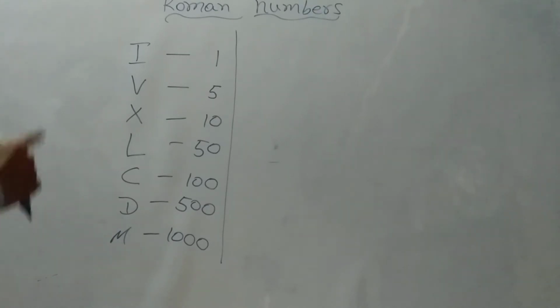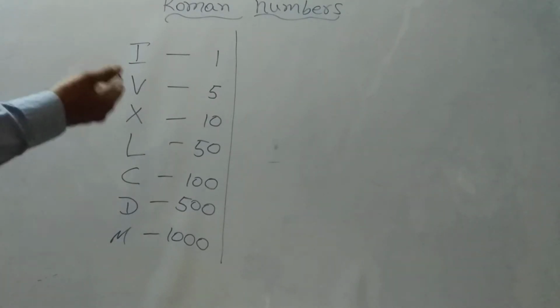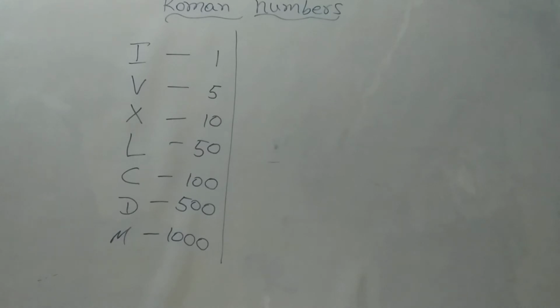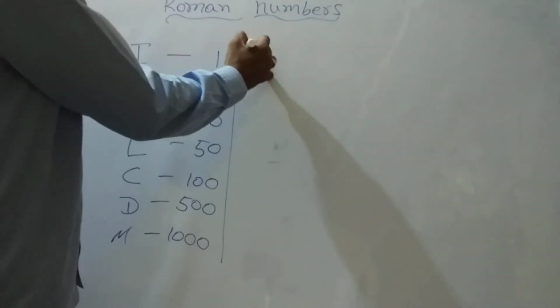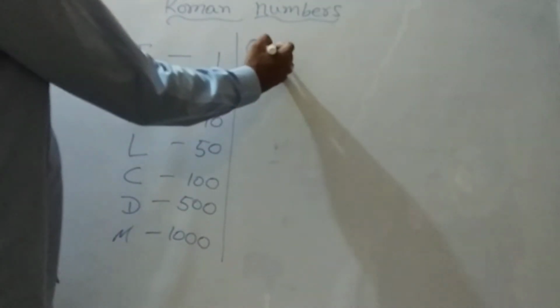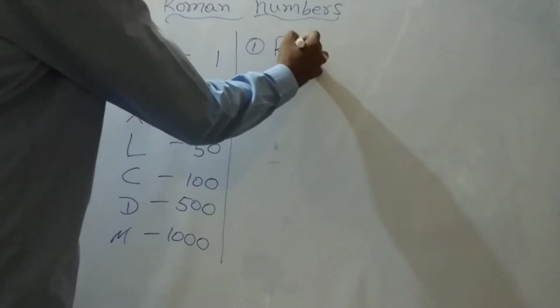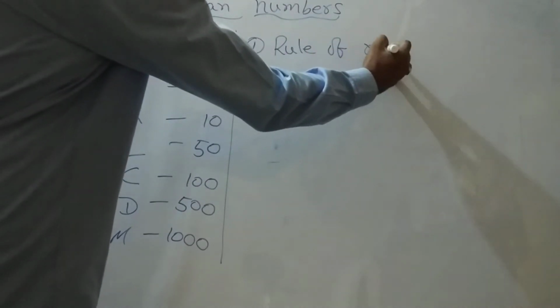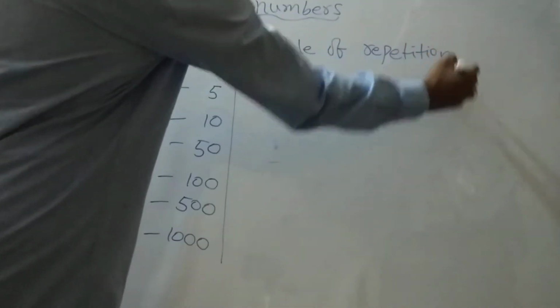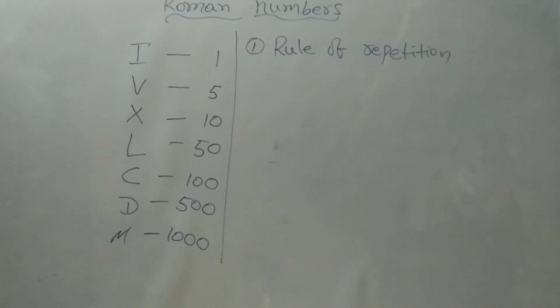Now observe this: one symbol is missing. 0 is not available. In Roman numerals, we don't have any notation for 0. Here we have 3 rules. Rule number 1: the rule of repetition. Repetition means repeated.